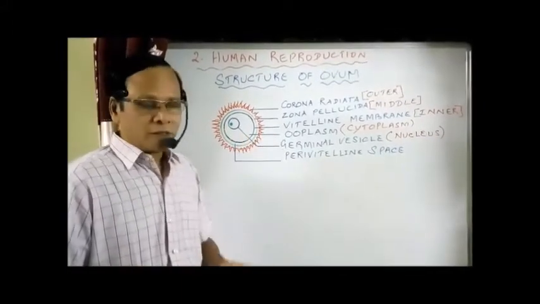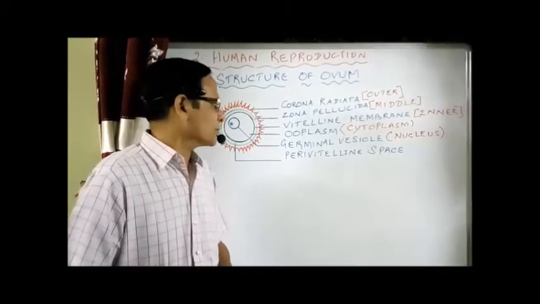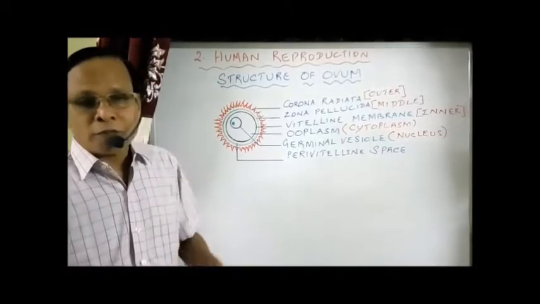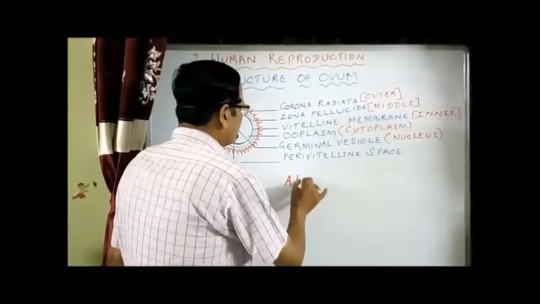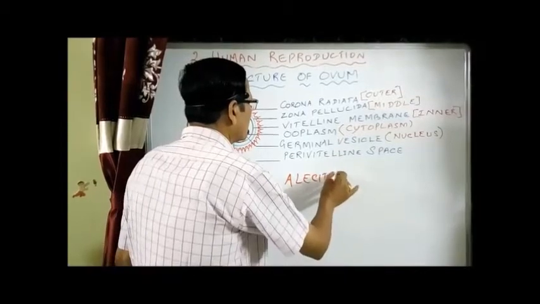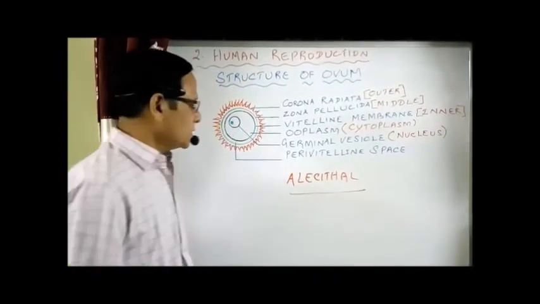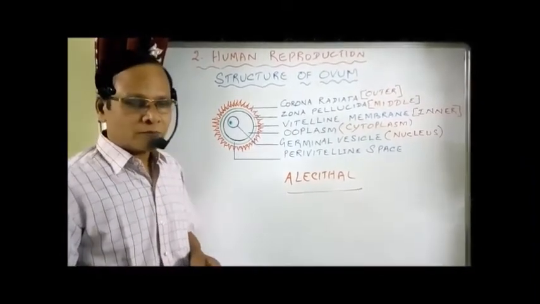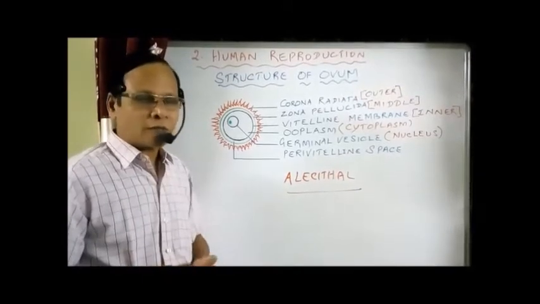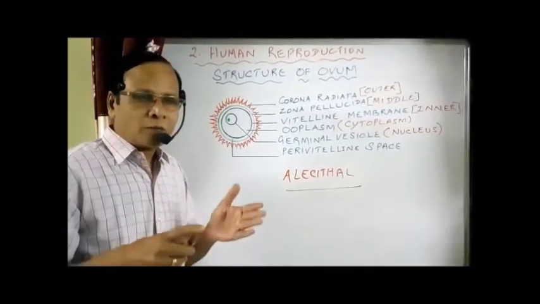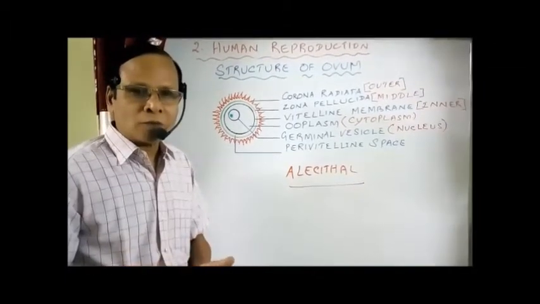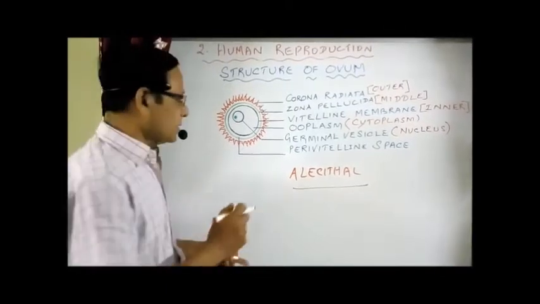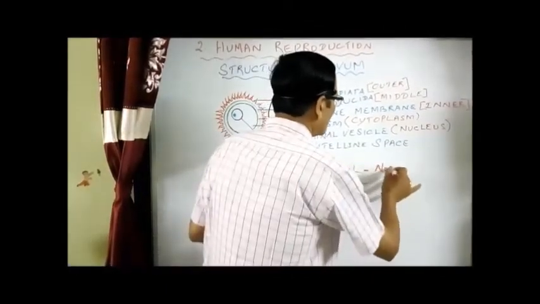The ovum is released from the ovary by the ovulation process. Now it is a female gamete. It is normally described as alecithal. The classification is based on the amount of yolk. Eggs are classified based on the amount of yolk. Some eggs have a large amount of yolk, as in the case of a hen's egg, or a moderate amount of yolk, or just a small amount of yolk, or no yolk at all. An alecithal egg means no yolk.